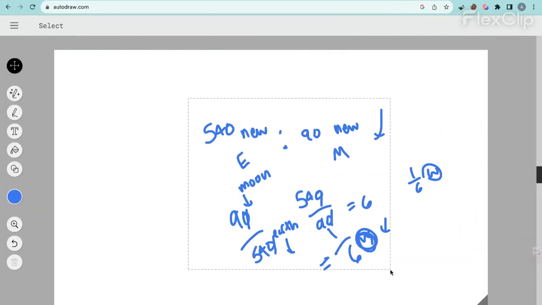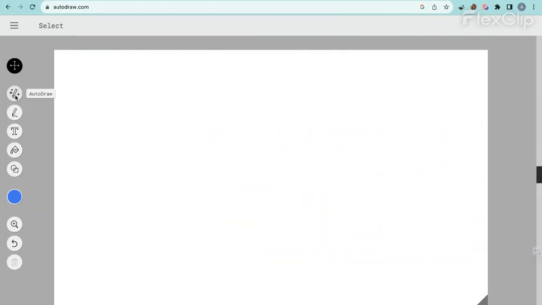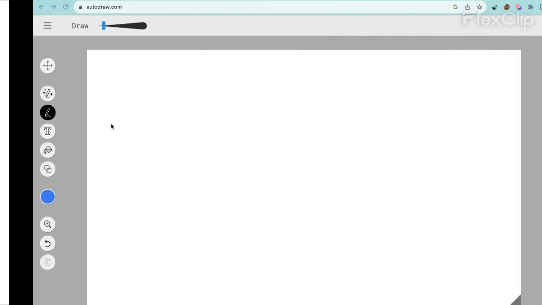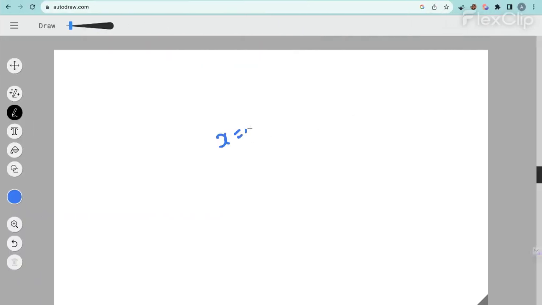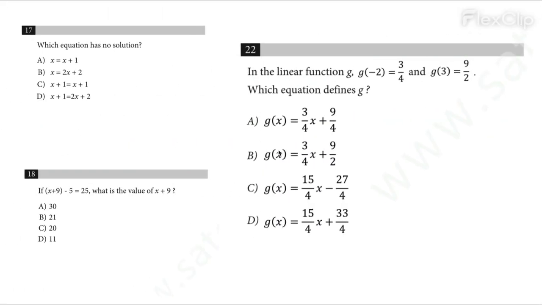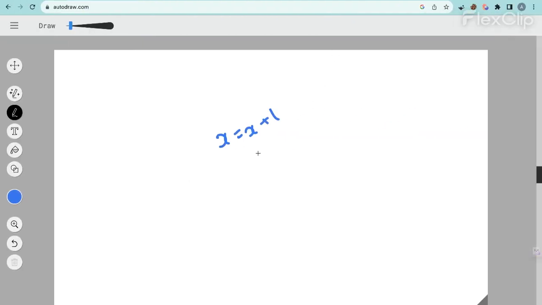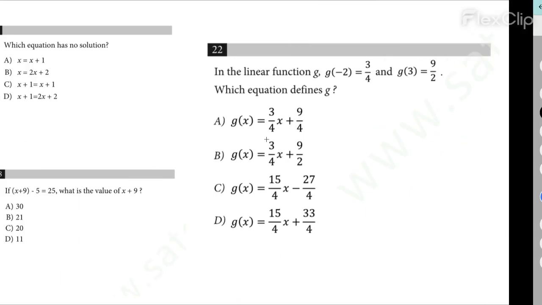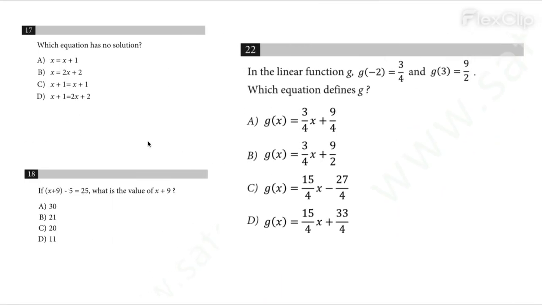All right, next one, question 17. Kind of similar to a problem we've already seen before. Which equation has no solution? It already seems like it's going to be this one: minus x, 0 equals 1. No, it does not, so that is no solution. So your answer is A.